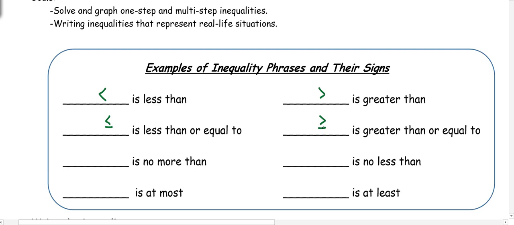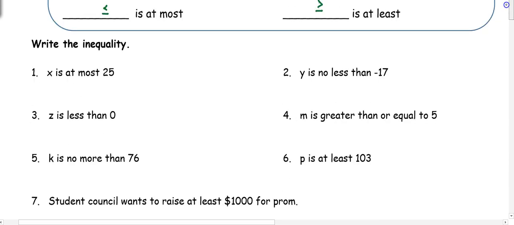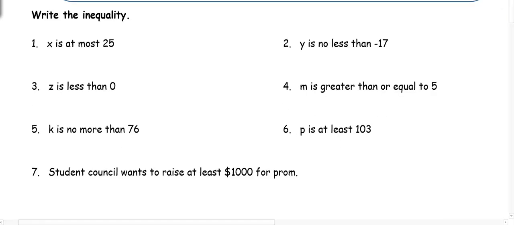There are two more synonyms for less than or equal to: no more than, and is at most are also synonyms for is less than or equal to. We also have two synonyms for greater than or equal to, which are no less than and is at least. So we're going to use these phrases to look at sentences and be able to write an inequality to represent them. So first we're going to start out with just the variable.